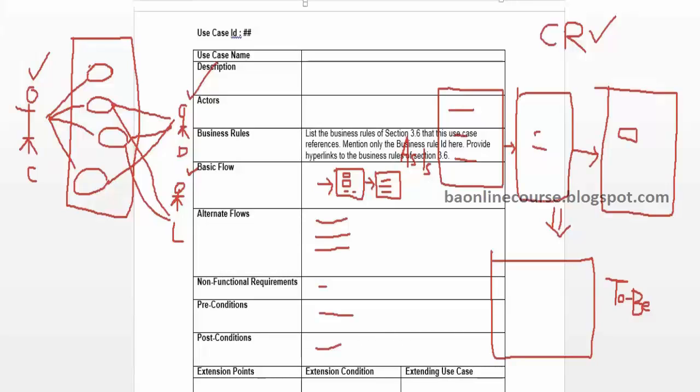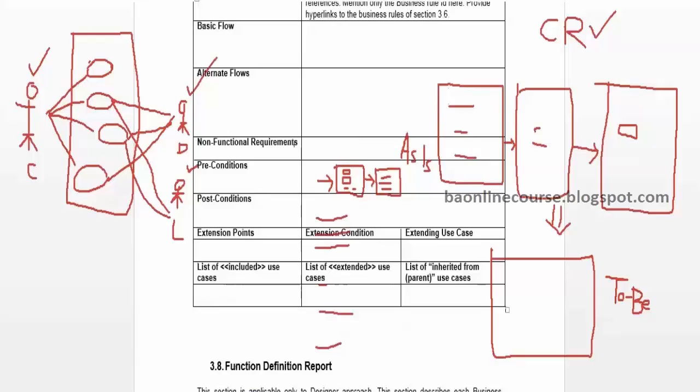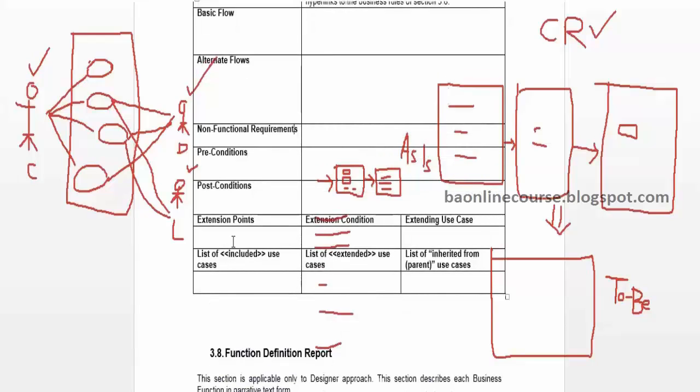Then if you figure out that there are some relationships which could make it better, you'll add that. If there is a generalization, that would be the inherited parent use case. If there is an include, you list down the included use cases. If it's an extend, you list down the extended use cases. Ideally, that should have been drawn in the use case diagram also, and you list it out in the use case description as well. So this is how you would typically document your functional requirement.